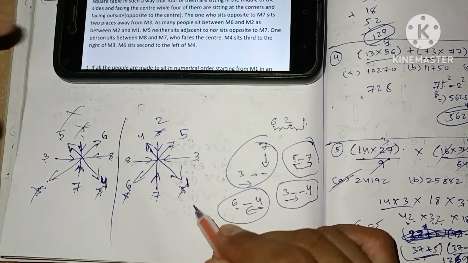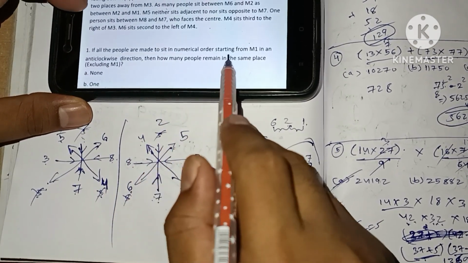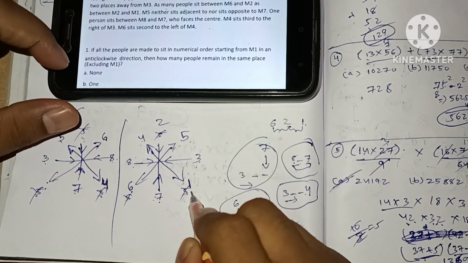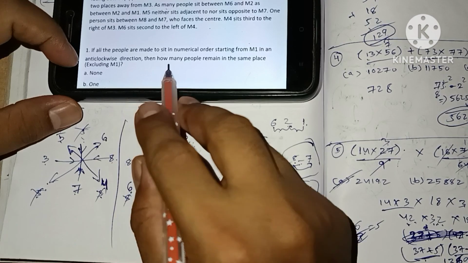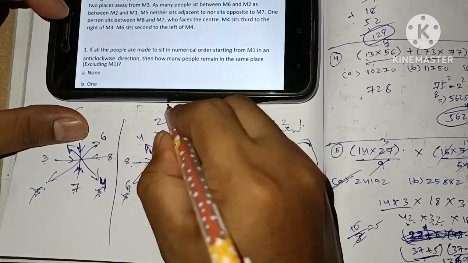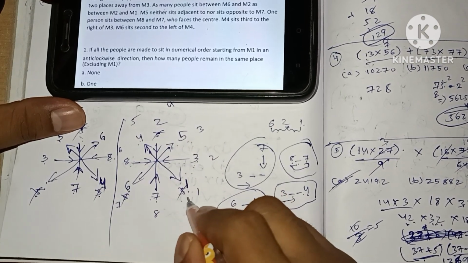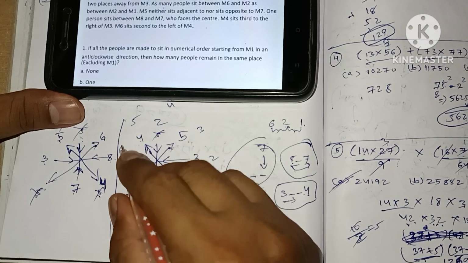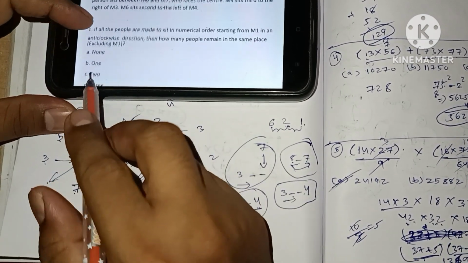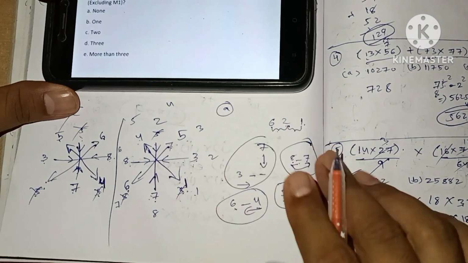Now let's see the questions that are asked. If all the people are made to sit in alphabetical order starting from 1 in anti-clockwise direction, reverse order, then how many people remain in the same order? So 1 2 3 4 5 6 7 and 8. No one is matching except 1, and it is saying excluding 1. So option A, none, is the answer.